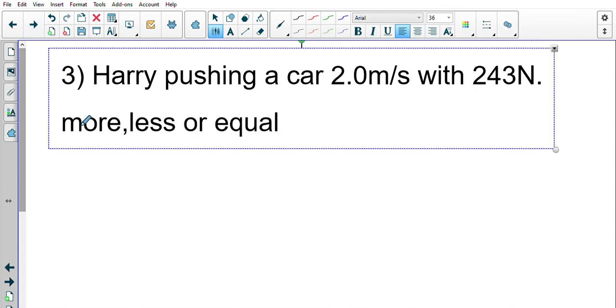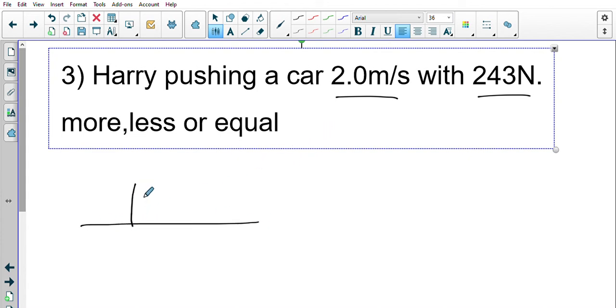All right, that was 2D. Now here on number 3, we've got Harry. Harry's pushing the car at 2 meters per second, and he's using a force of 243 newtons. What they're asking is, what's the road friction and air friction equal to in this situation?